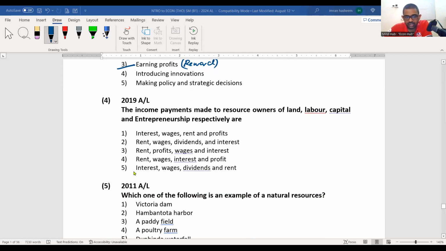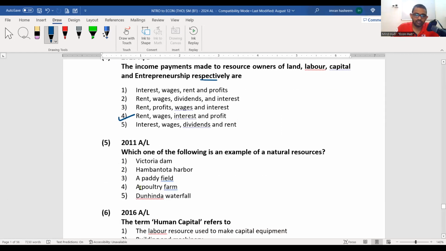The income payment made to the resource owners of land, labor, capital, and entrepreneurship respectively. Remember, we start with land, then labor, capital. So we have to start with rent, then wages, then interest and profits. Yep, answer number 4. Okay, if there was an answer that says profits, interest, wages, and rent at the end, that is not correct, because we have to follow this order. It says respectively. Okay, that is also important to be clear on.